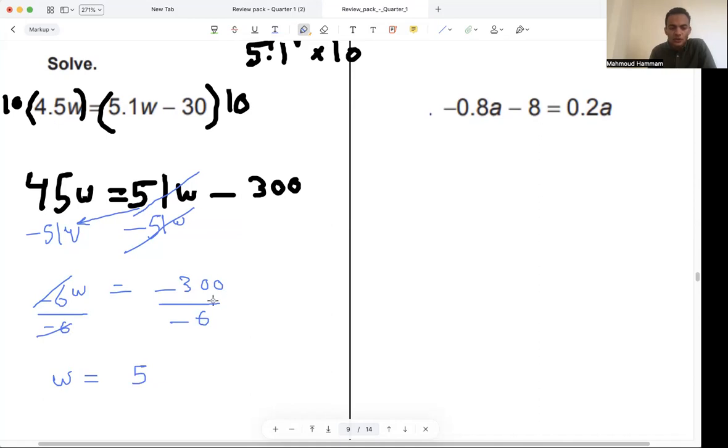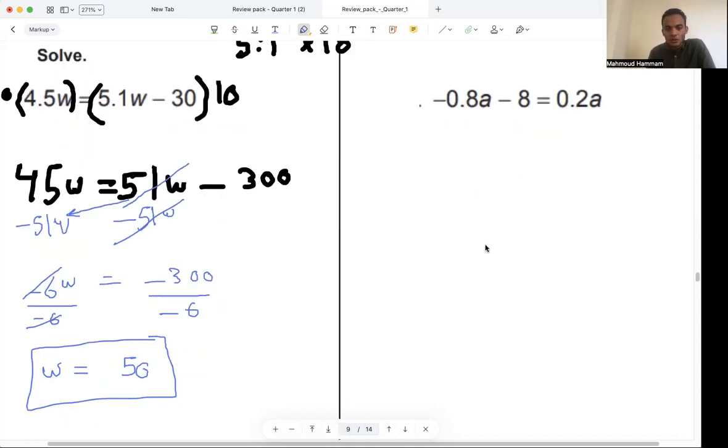And you still have a 0 of 300. So it is 50. W equals 50. Easy. Excellent. Now let's move to the other question.